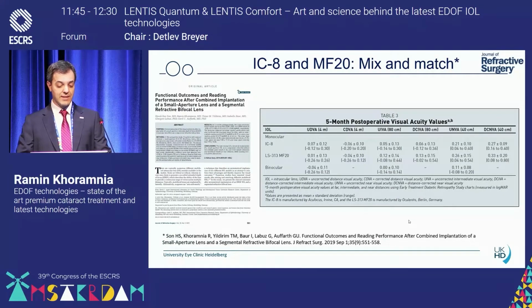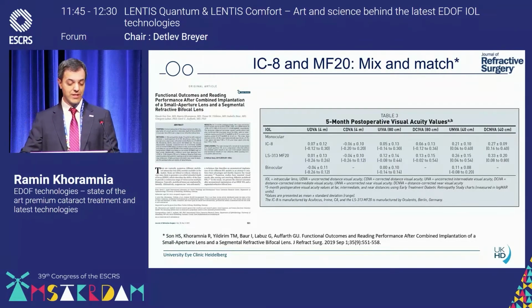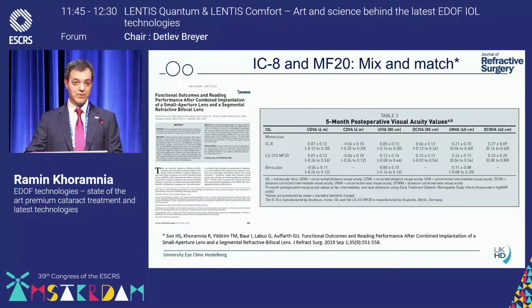We also assessed that lens in our research center, and we did once again a mix and match approach to achieve the best possible outcomes and to decrease the amount of photic phenomena. We implanted the IC8 in one eye, and in the other eye the MF20, which is a multifocal IOL with a near addition of 2.0 diopters.